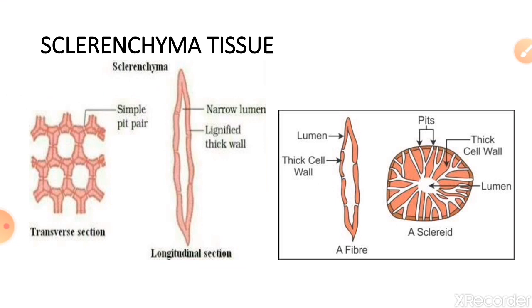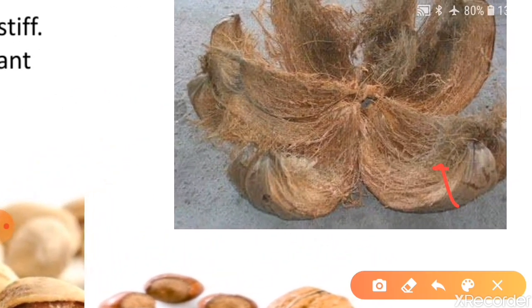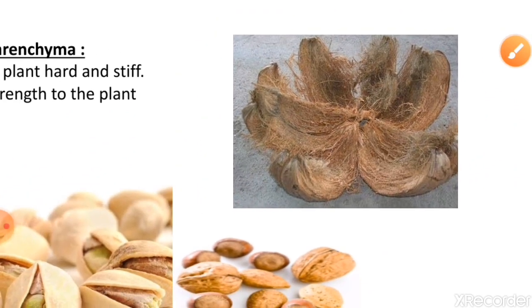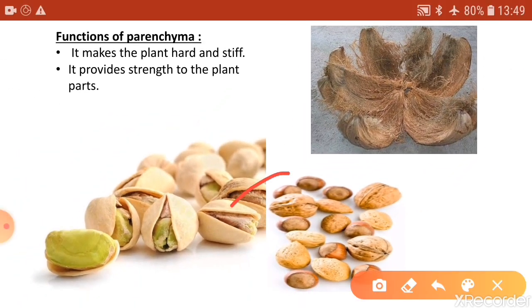Even the husk of coconut is also made up of sclerenchyma tissue. The sclerenchyma tissue forms the protective coverings of nuts. So, the protective covering of these nuts or seeds, they are made up of the sclerenchyma tissue.